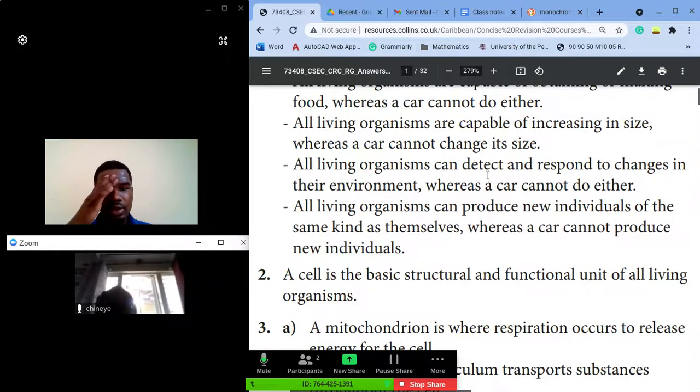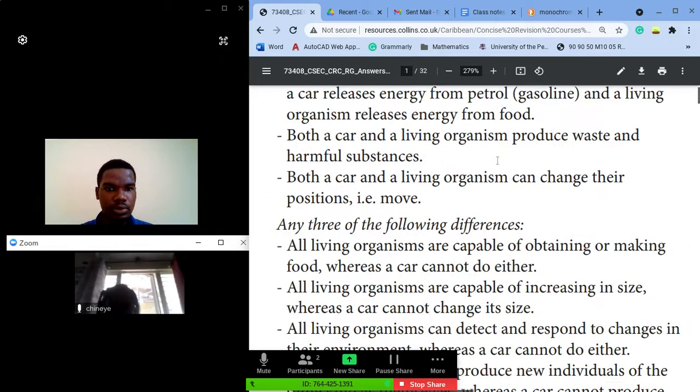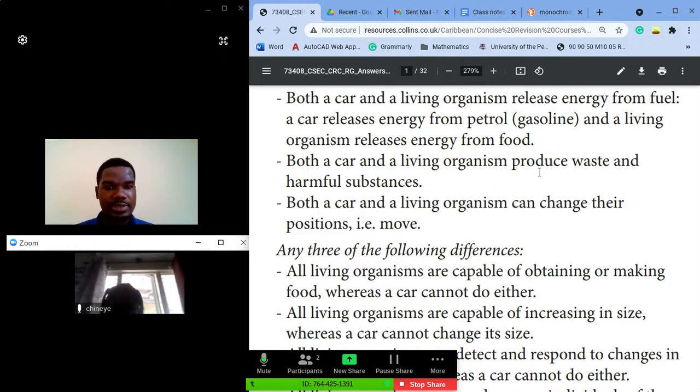Both a car and a living organism produce waste, and I gave you two examples, carbon monoxide for cars and carbon dioxide for living organisms. And then finally, both a car and a living organism can change their position. If you accelerate with a car, you increase in distance. If an animal is running from a predator, it increases in distance. So they both can change their position, i.e. move. All right, so those are the three similarities.